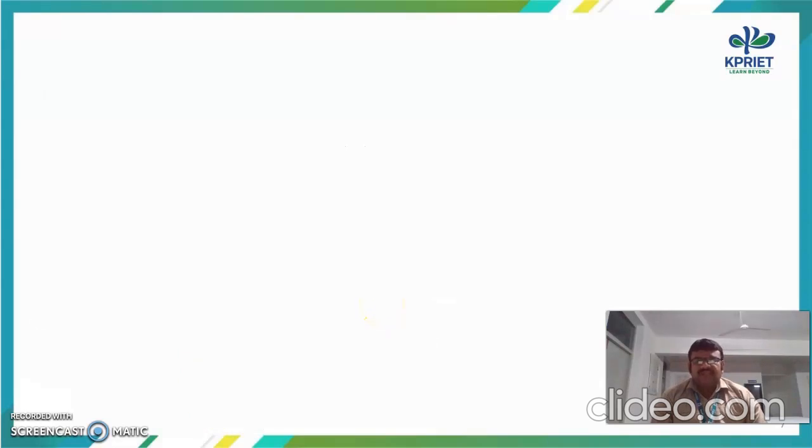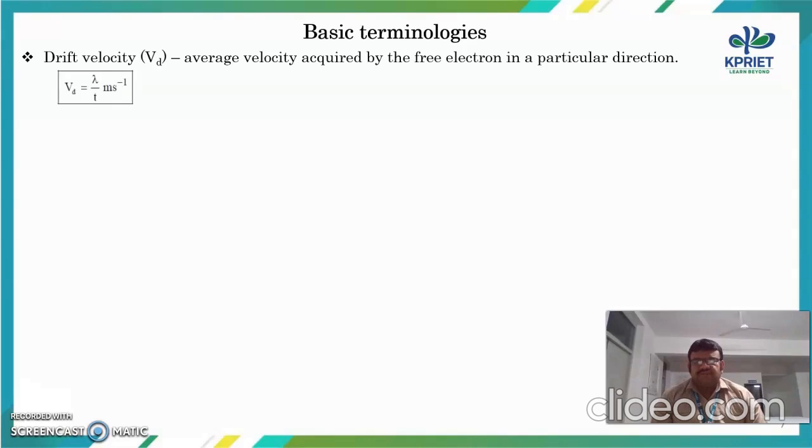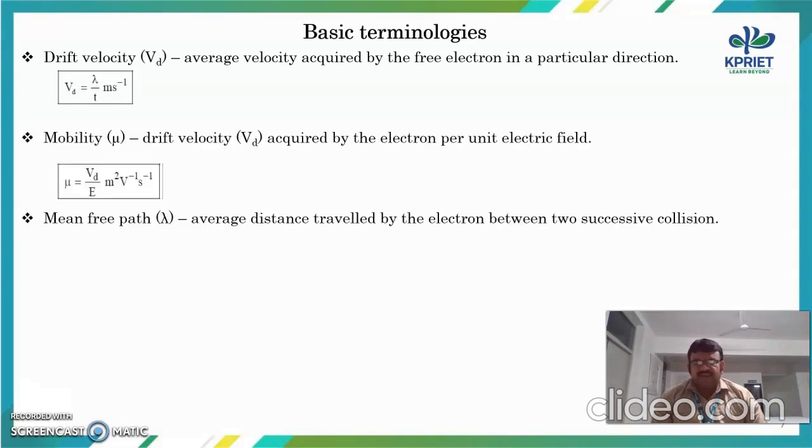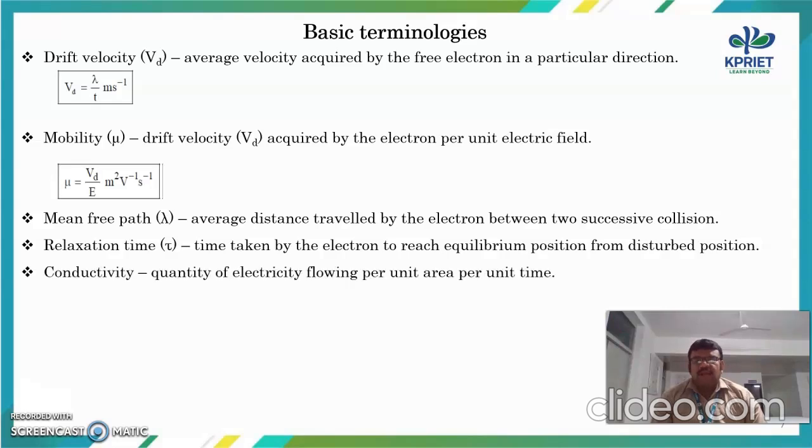There are some basic terminologies associated with this conduction behavior. Some of the basic terminologies are drift velocity, mobility, mean free path, relaxation time, and finally conductivity. Drift velocity is defined as the average velocity acquired by the free electron in a particular direction. How much velocity is acquired by the free electron in a particular direction defines your drift velocity, which is represented by the symbol v_d, written as l by t, meter per second. The drift velocity acquired by the electrons for a unit electric field defines your mobility, that is mu, which can be written as v_d divided by E, expressed as meter square per volt per second.